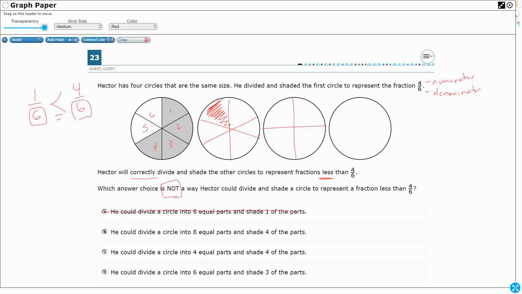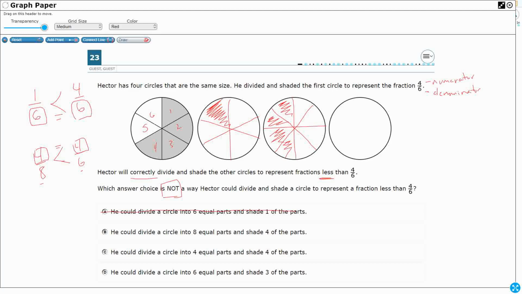He could divide a circle into 8 equal parts. All right, so let's try this. And shade 4 of them. Okay. 1, 2, 3, 4. You know, that looks less than, but let's see this. 4/8 is less than 4/6. Okay. Well, let me see. I've got equal numerators here, right? So since I have equal numerators, I can evaluate the denominators. And is 8 less than 6?